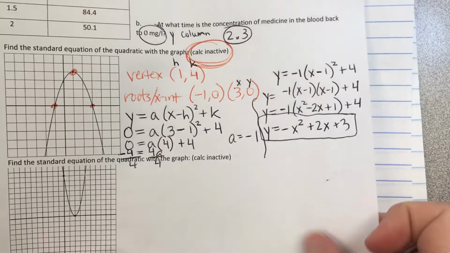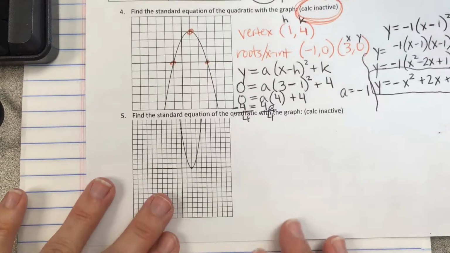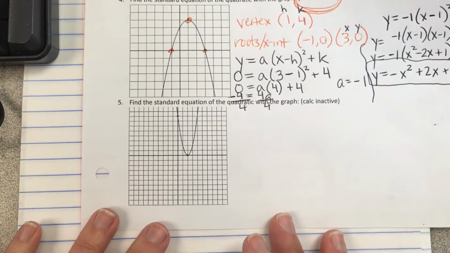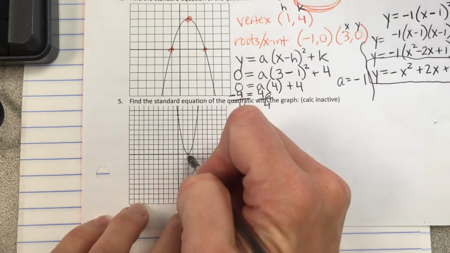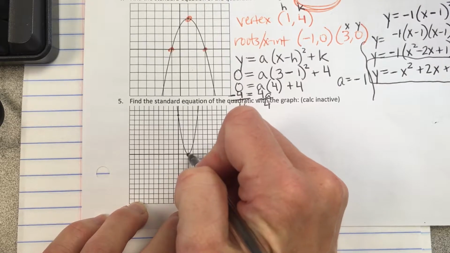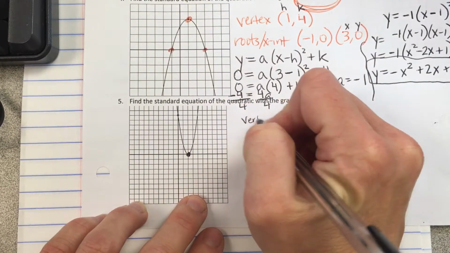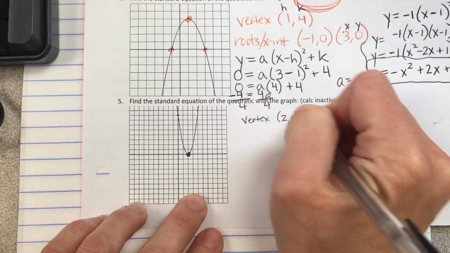Number 5, find the standard equation of the quadratic with the graph. What do we know about this one? The vertex is 2, 0.